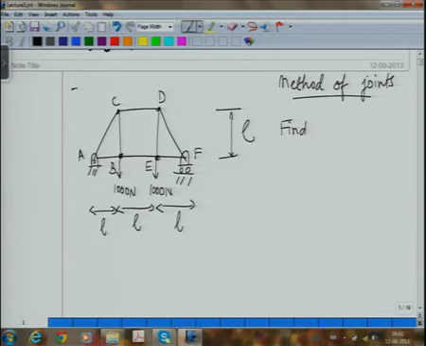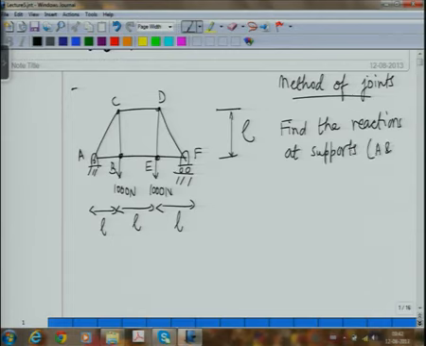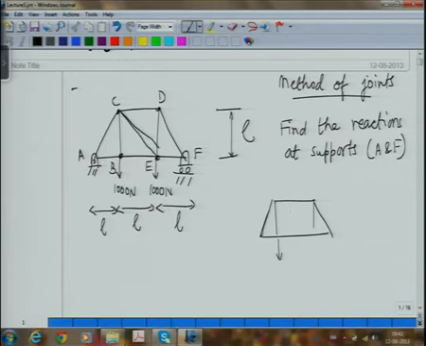So, first thing what we do here is find the reactions at supports, and in this case the supports are A and F, and we did this in the last class. So, for this we draw the free body diagram. There was one more member which I have not drawn here. There was a member CE also. Obviously, without CE this will not be a truss, or this won't be a properly rigid truss.